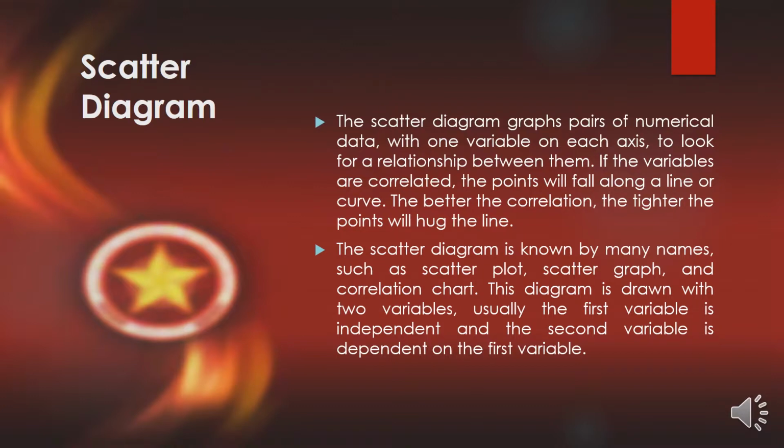The scatter diagram is known by many names, such as scatter plot, scatter graph, and correlation chart. This graph is drawn with two variables. Usually the first variable is independent, and the second variable is dependent on the first variable.